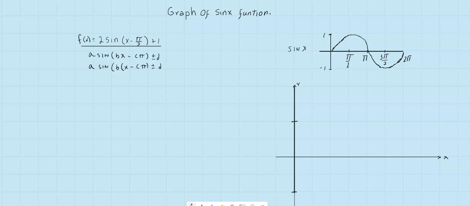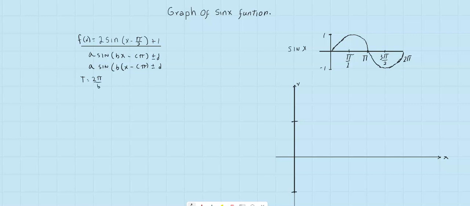So the first thing that we need to do is write our function. We know that it's going to have a shift of pi over 3 to the right, positive. Because it's negative, we move it to the positive side, and if it was positive, we would move it to the negative side. So the first thing we need to do is find our period, and our period is just 2 pi.